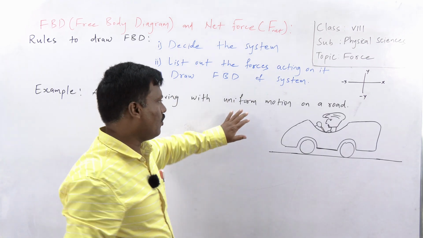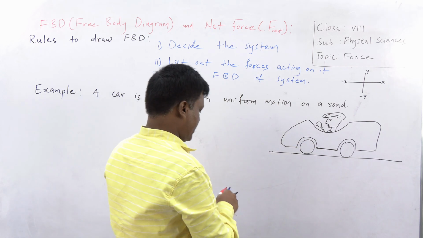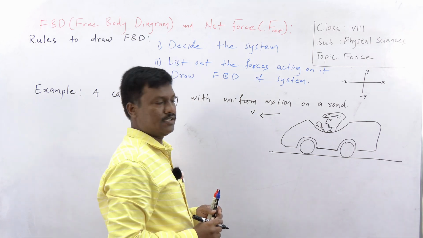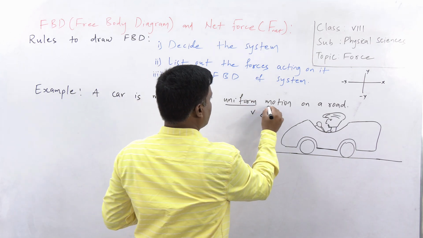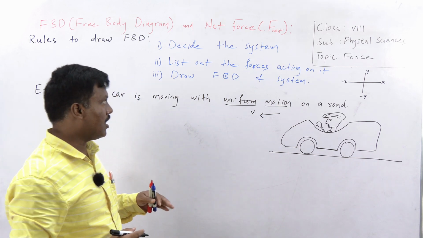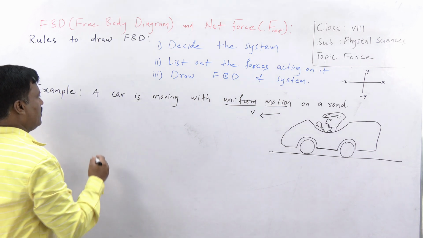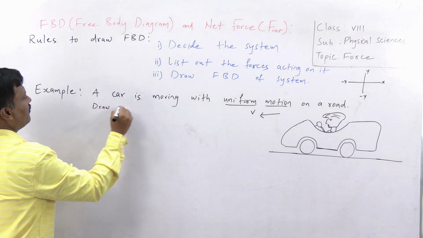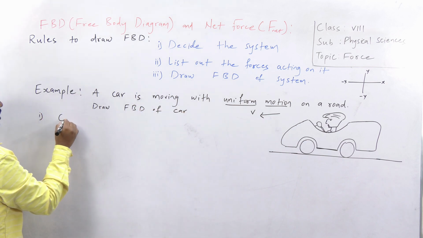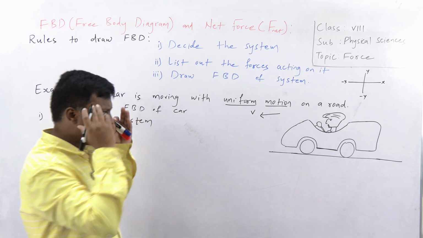Let us understand another example. Okay, see, this is the car. The car is moving towards left, right? This car is moving with uniform motion, right? Now how many forces are acting on the car? We have to understand. So now we have to draw the free body diagram of the car. So as per our rules, what is our system? Car is our system. So we have decided car is our system, and we have to focus on the car.